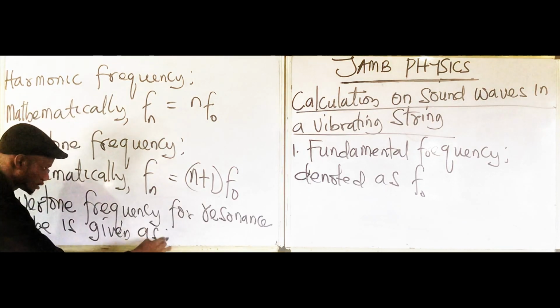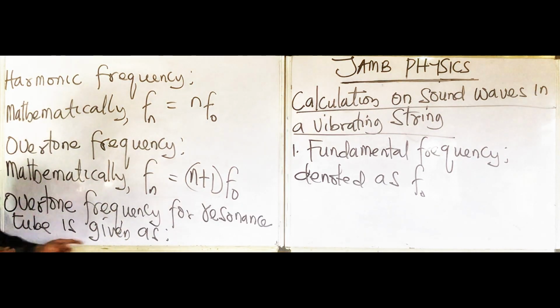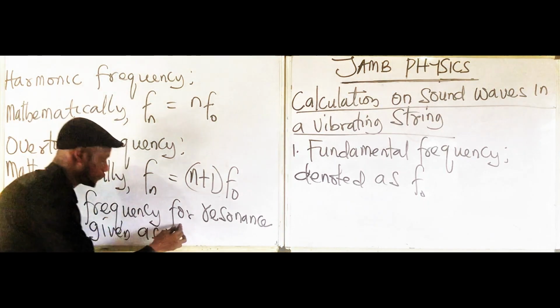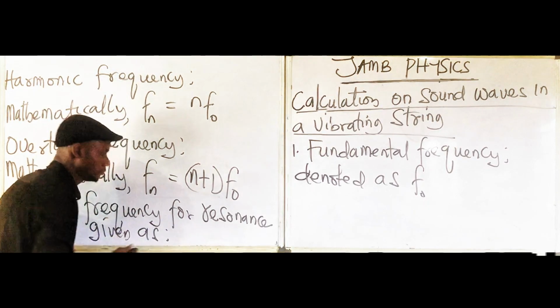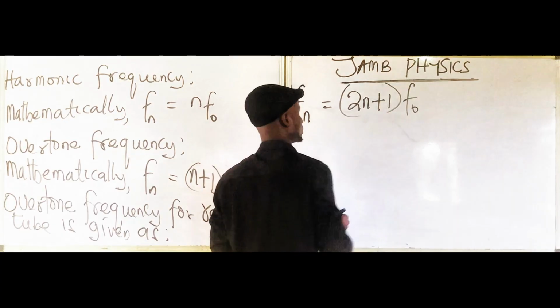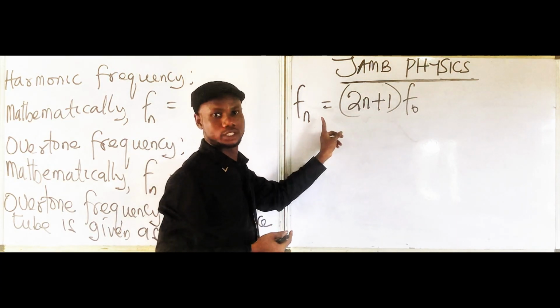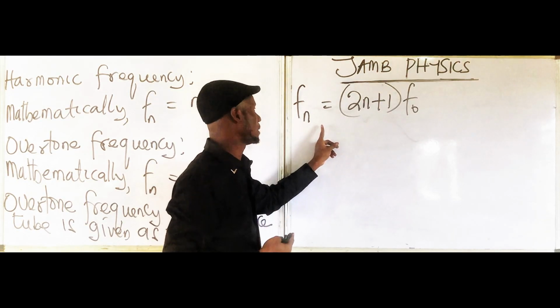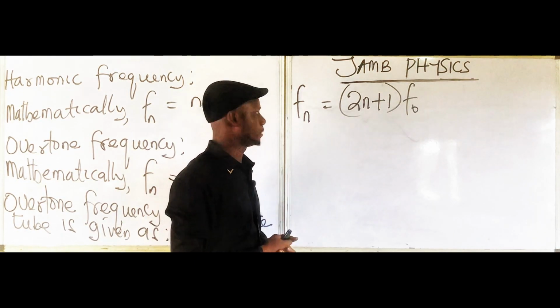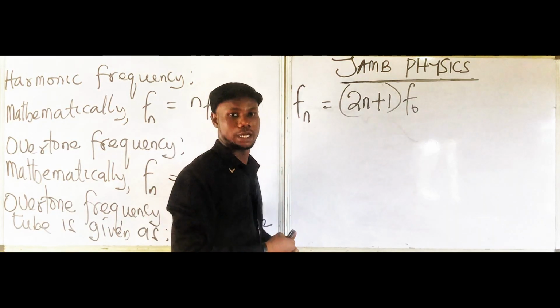Let's take note of the formula for overtone frequency for resonance tube, please. It is given as Fn is equal to 2n plus 1 times f naught. Now listen, n is said to be the number of the frequency. If you're asked to find the top frequency, that means n will be equal to 3. Okay? Now f naught is said to be the fundamental frequency.